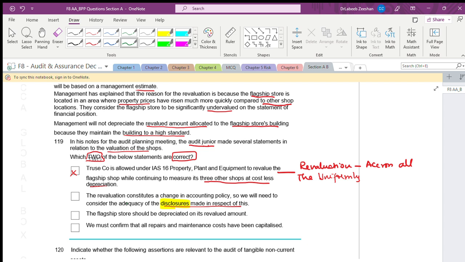The revaluation. What are they saying? The revaluation constitutes a change in accounting policy. Fine. Yes, we are changing. We are revaluing the assets.